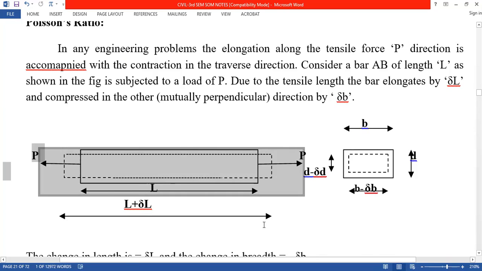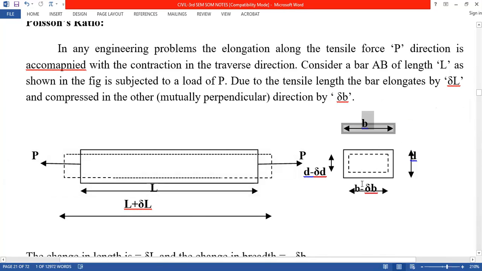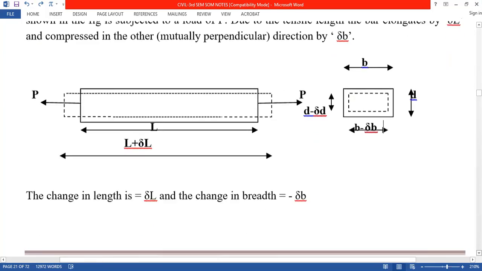Whenever the longitudinal strain is along the lengthwise direction, you can see here the width of the section has decreased. The initial width was B, which is reduced to B minus delta B. Simultaneously the depth D has decreased. So we can easily say that the length has increased only along one direction, but at the same time the y and z directions have been reduced. This type of phenomenon is known as Poisson's ratio.